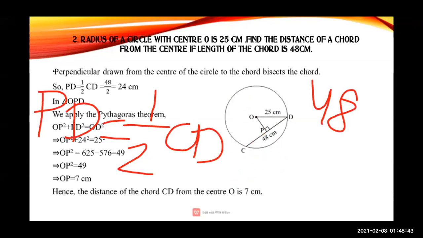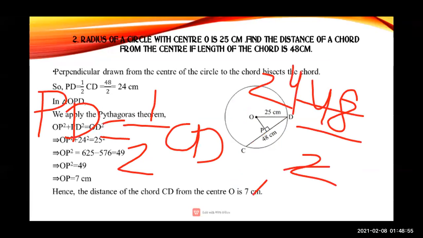So here PD is how much? We don't know, but CD we know is 48. So 48 should be divided by 2. Now 2 ones are 2, 2 twos are 4, 2 fours are 8. That means the value of PD we got is 24 centimeter.